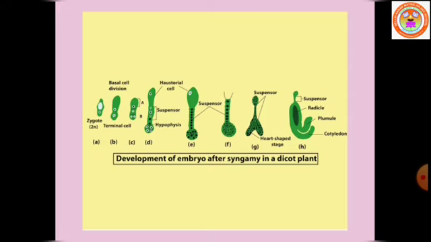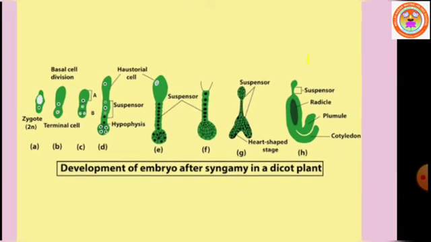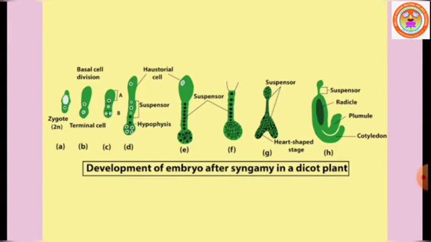At the micropylar end of the embryo sac, in which the embryo develops, first of all, we know that the zygote divides by transverse division, forming an upper or terminal cell and a lower basal cell. So the zygote divides at first by a transverse division, forming the upper or terminal cell and the lower or basal cell.